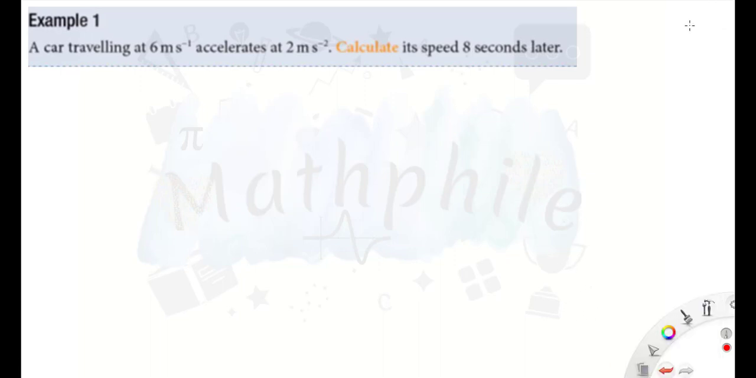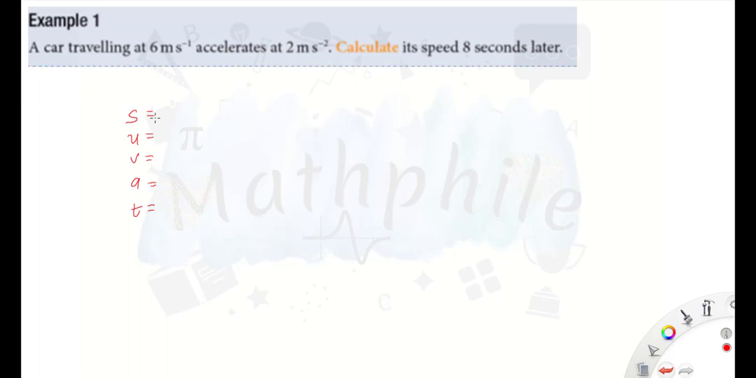A car traveling at 6 meters per second accelerates at 2 meters per second squared. Again, the assumption over here is acceleration is constant. Calculate the speed 8 seconds later. With this one, we start with SUVAT. Please, anytime, just state the SUVAT. It's something that is going to guide you. I know you don't really need everything over there, but you need to write this one. It's important. It directs your working.